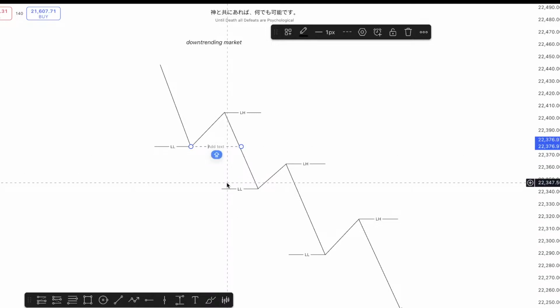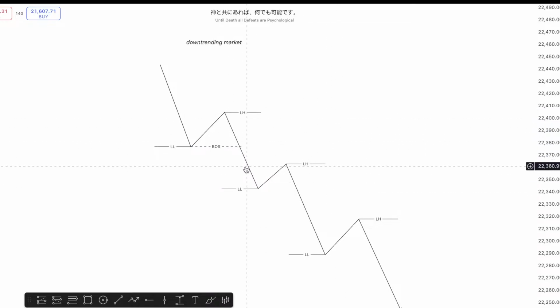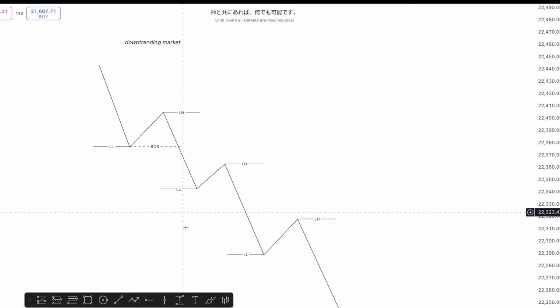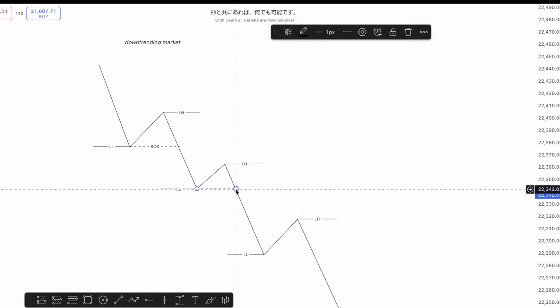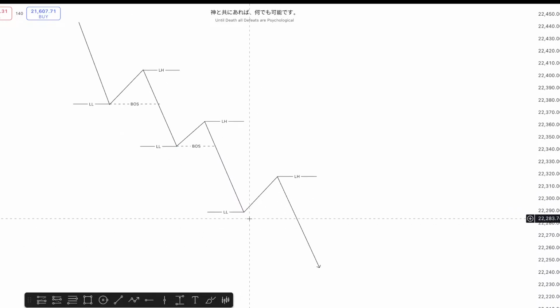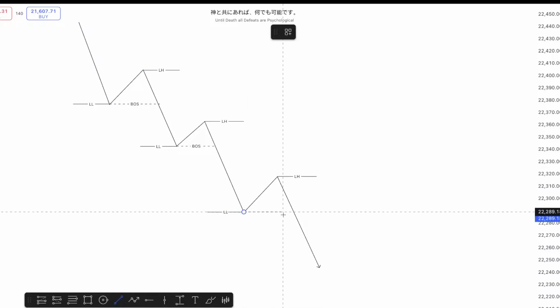So each low that is broken below creates a new lower low. So we are breaking the previous low's level and breaking the structure there, creating new structure, creating a new low. Same thing. Here we have the lower low level. We need to break below this level in order to create a new lower low. If we did, we got a valid break of structure, creating a new lower low, creating new structure to make a new lower high, to then create a new lower low.